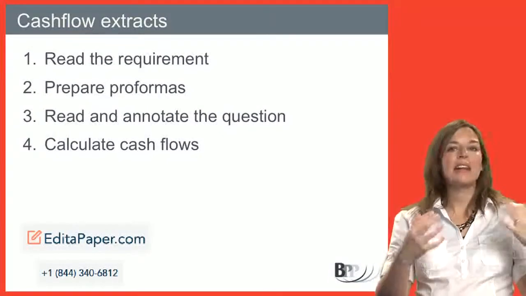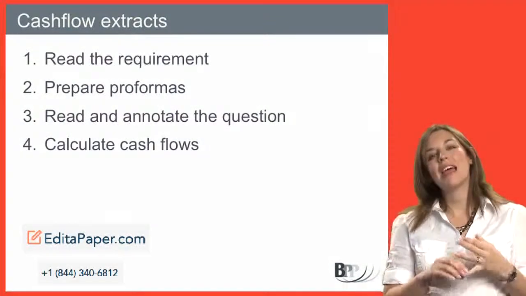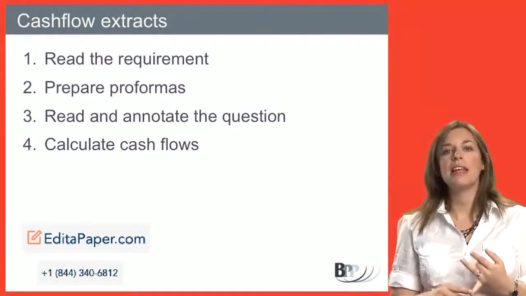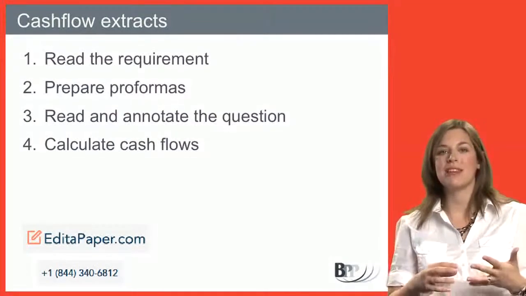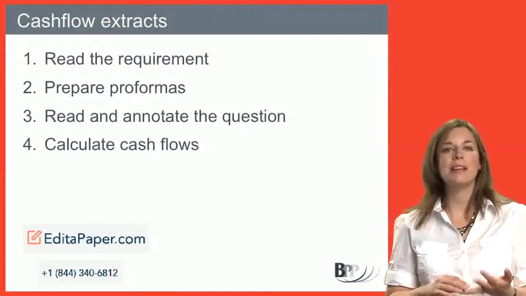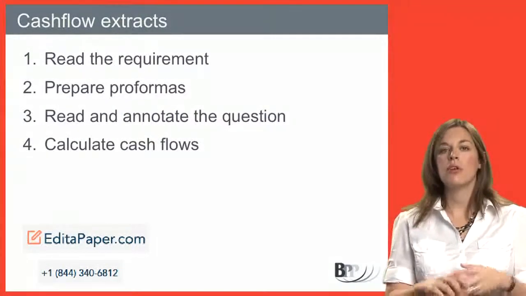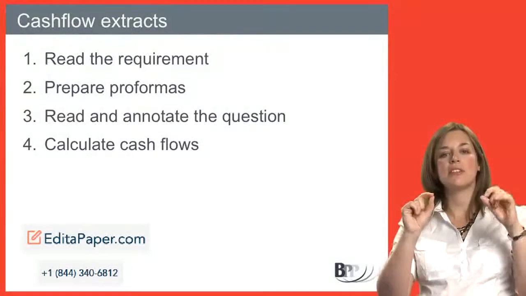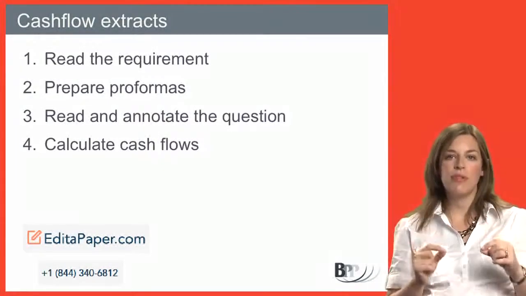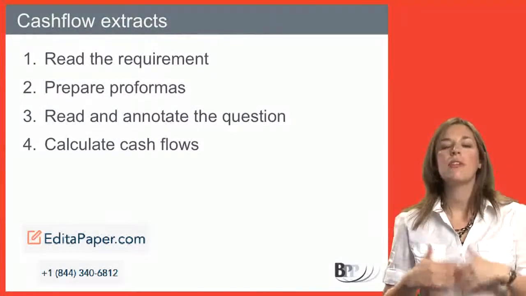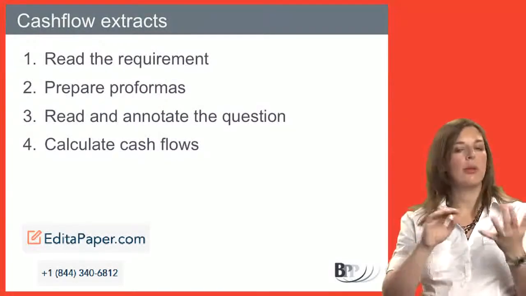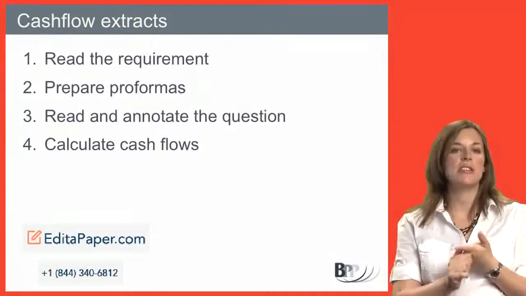First thing you need to do, as always, is read the requirement. What extracts do they want? Typically, you're going to be asked for 1 or 2 of the 3 sections from your cash flow. So operating, investing, or financing. Okay, so read the requirement. What is it that's going to go into those headings? So if I'm thinking about operating cash flows, then I need to be thinking about things like profit, depreciation, change in receivables.